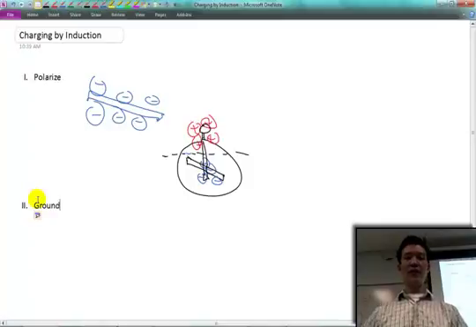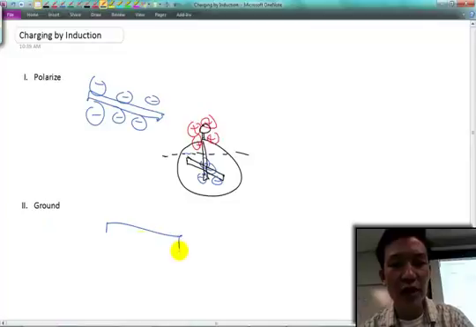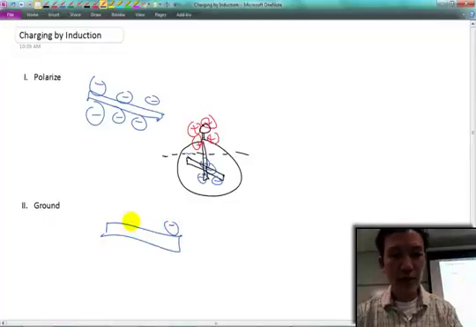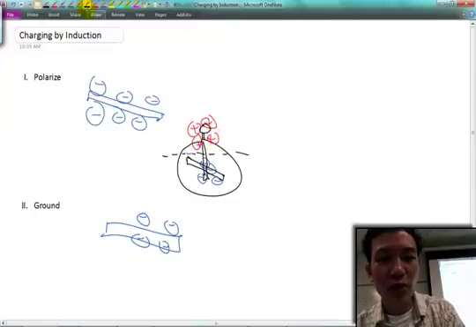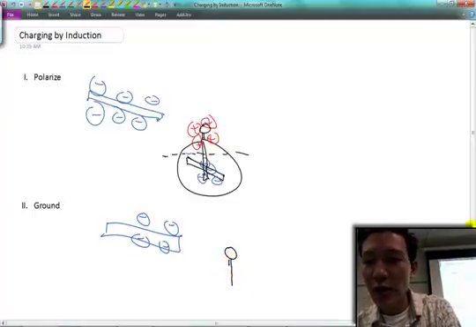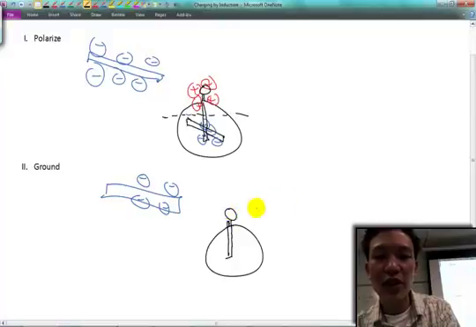We have to ground the object. Okay? So here's what's going on, guys. We have our negatively charged rod. We take our negatively charged rod, we hold it up to our electroscope, but then we ground it. What does that mean when you ground it? It means you provide a path for the electrons or the protons to escape. So in this case, we're going to actually touch it with our finger.